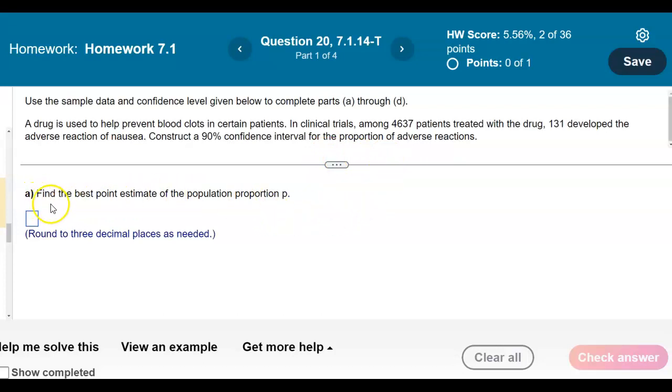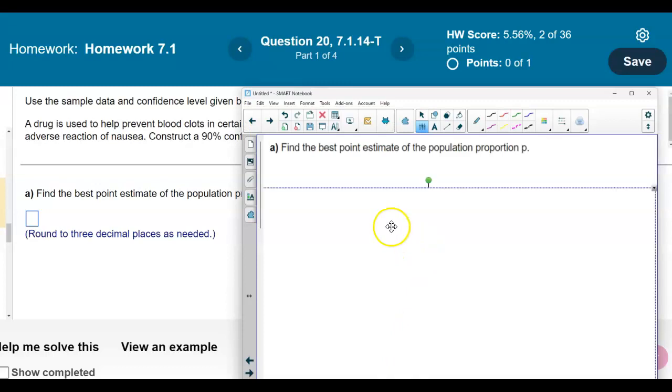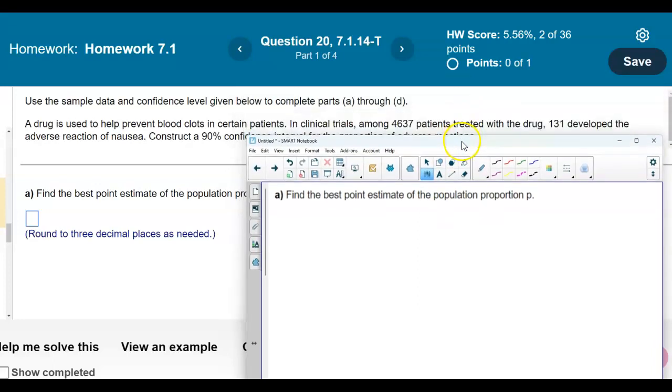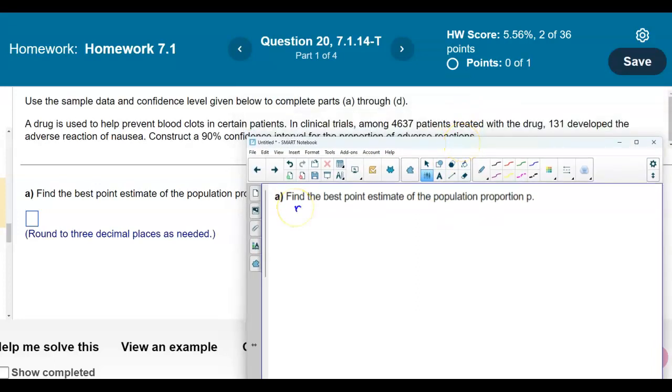So for the first part, part A, it says find the best point estimate of the population proportion P. To find the best point estimate, we need to know two things. The sample size, which is given as 4,637 patients. And what is the value of X, meaning the number of successes. In this case, success is the adverse reaction of nausea, which is 131. Recall that the point estimate is equal to X over n.